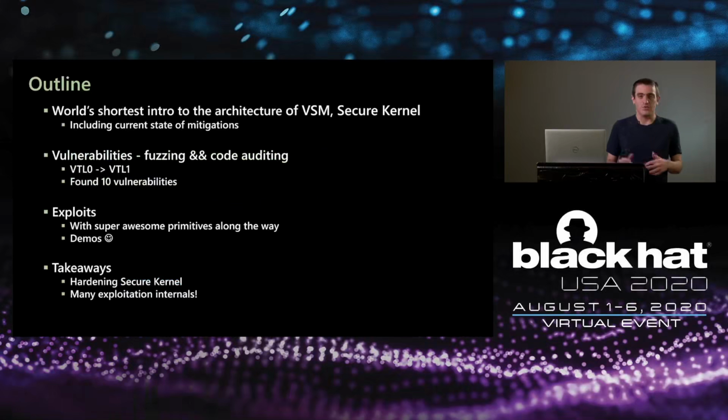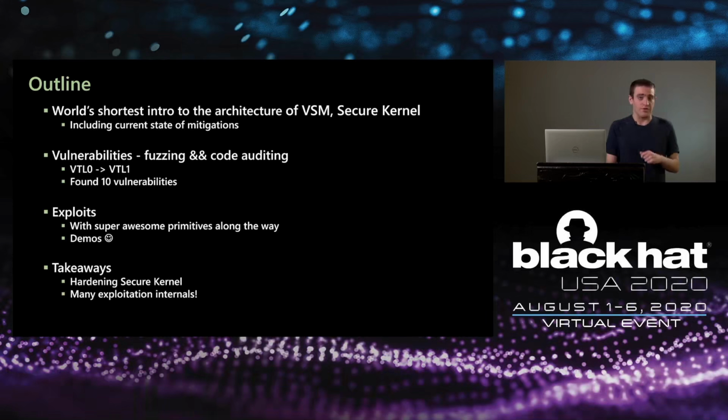We have so much to cover today. We are going to see the shortest introduction ever to the architecture of VSM and the SecureKernel. Then we are going to talk about two of the vulnerabilities that we found, both by fuzzing and by statically auditing the code. And we're going to have some fun and gain arbitrary code execution in the SecureKernel by exploiting both of those vulnerabilities. And then, of course, some takeaways: what you can take from this talk in order to kick off your own SecureKernel research at home, and what we can take from this talk as Microsoft in order to improve the security in our products.